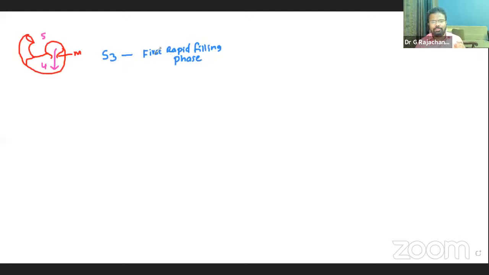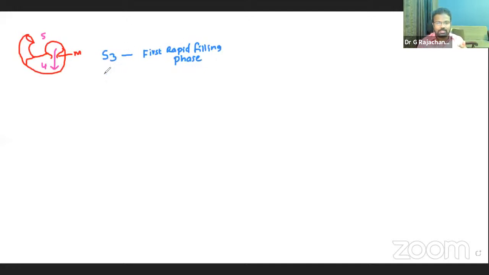The first rapid filling phase corresponds to the S3. And what is this first rapid filling phase? It is because when the mitral valve opens, because of the pressure difference, that is called the pressure gradient, blood moves rapidly from the left atrium to the left ventricle. And because of the turbulence, we hear S3.